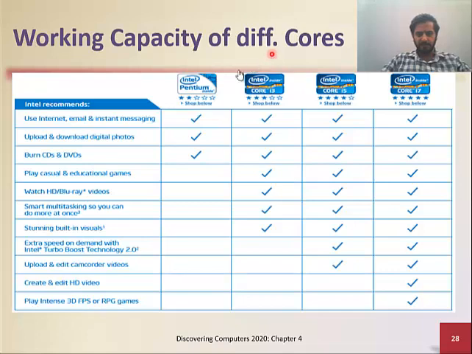That is the working capacity of the different cores. Look at this, there is a comparison. Intel Pentium is available, i3, i5, i7 available. And look at this, when working with the core i7, you can create and edit HD videos, you can run 3D games at high frames per second. That is what happens with the core i7, and that is not happening with the core i5. And similarly there is a comparison of different things available here.